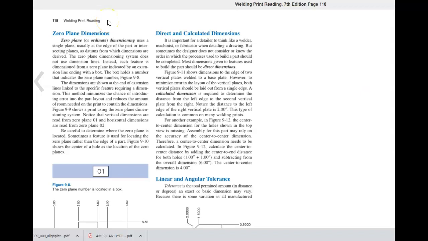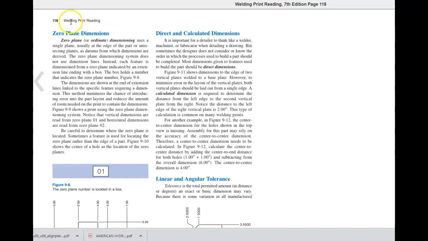For example, in figure 9-12, the center-to-center dimension on the holes shown in the top view is missing. Assembly for this part may rely on the accuracy of the center-to-center dimension. Therefore, a center-to-center dimension needs to be calculated. In figure 9-12, calculate the center-to-center distance by adding the center-to-end distance for both holes and subtracting from the overall dimension. The center-to-center dimension is now 4 inches.